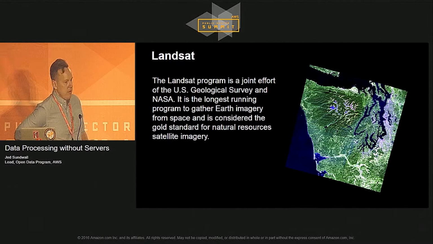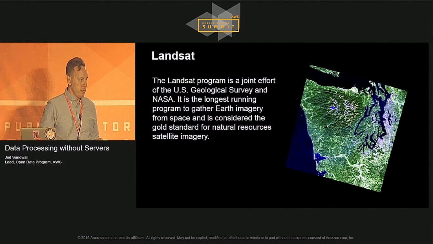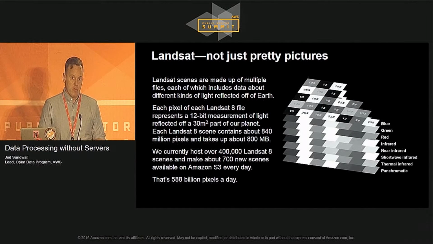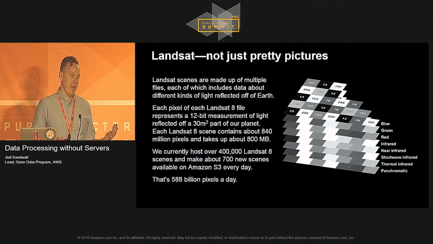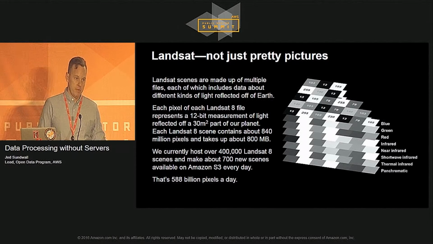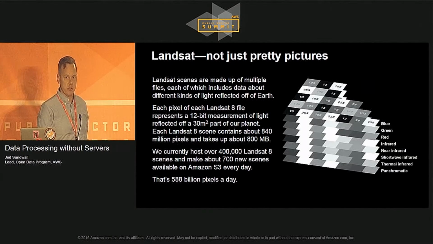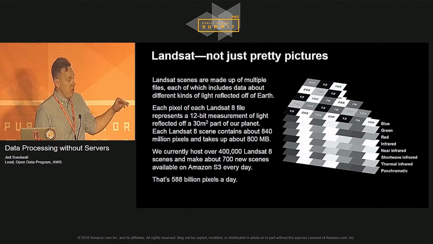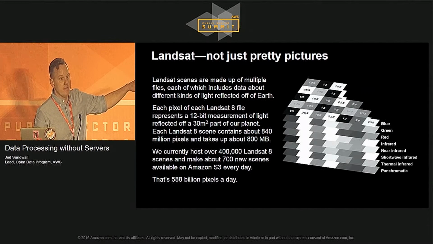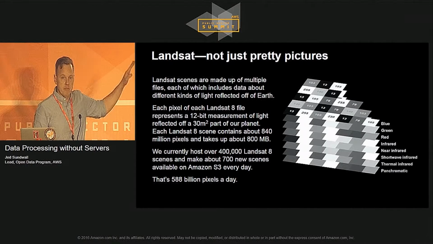That's an image of Seattle, my hometown, from sometime in the past year. Landsat is really valuable data, and it's very big. Landsat data is what's called raster data, which is data organized by pixels. Every Landsat scene, like the one I showed you before, is made up of about 840 million pixels of data, and each pixel represents a measurement of light reflected off the planet.